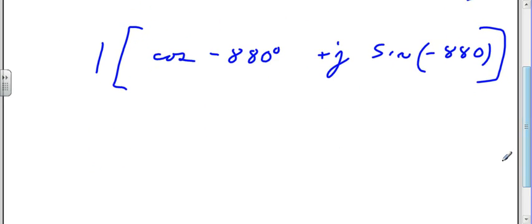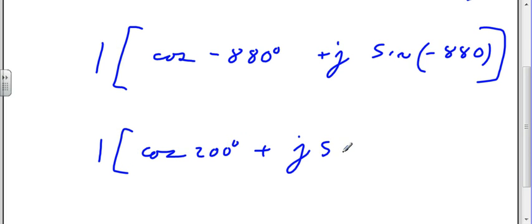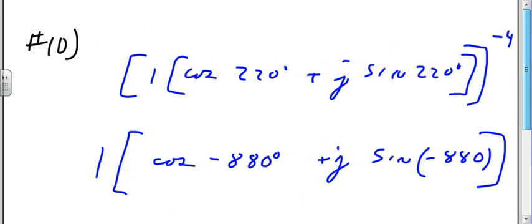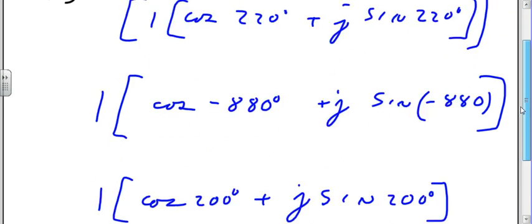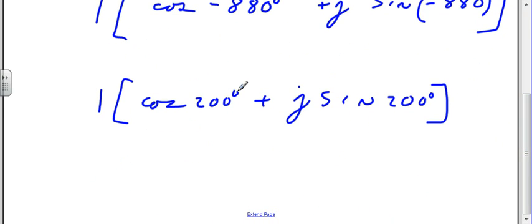All right, then we'd say, I better add 360 to that. Add 360, add another 360, add another 360. Wow, 200. So that'd be 1 times cosine 200 degrees plus j sine 200 degrees. Now, we're going to look at that differently. Okay, what's the question?